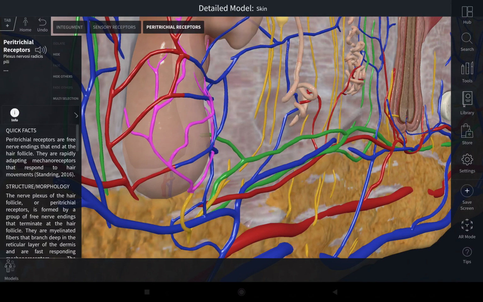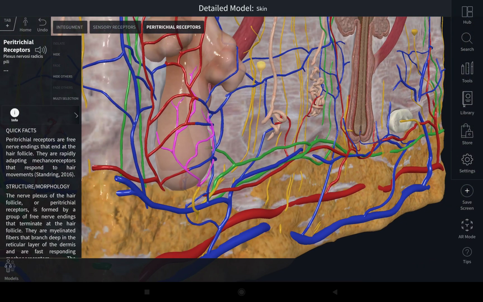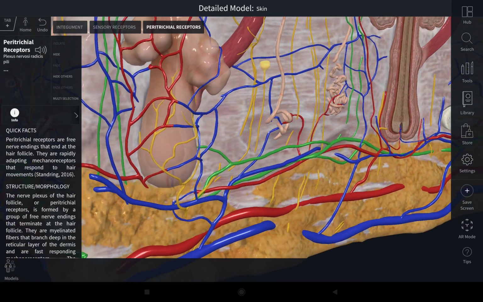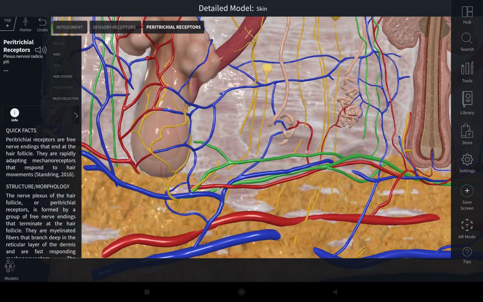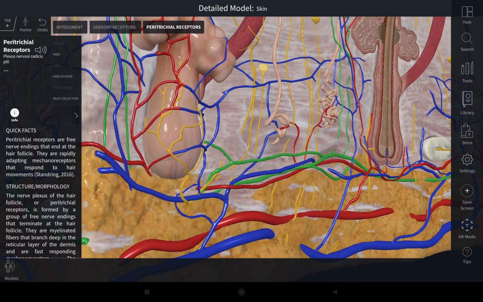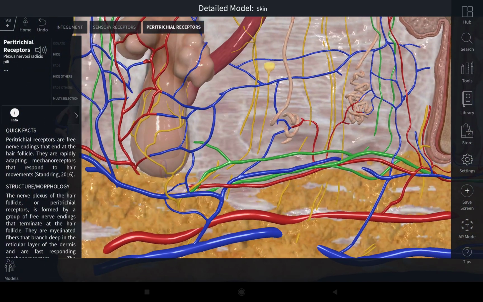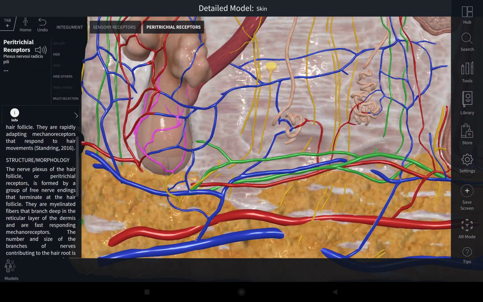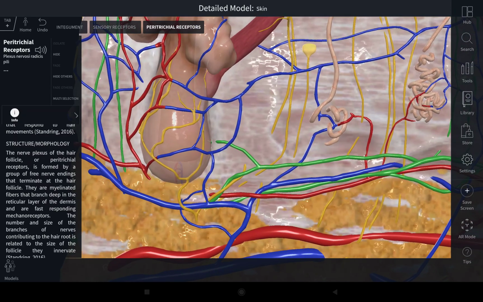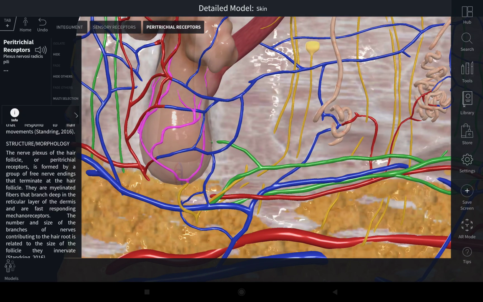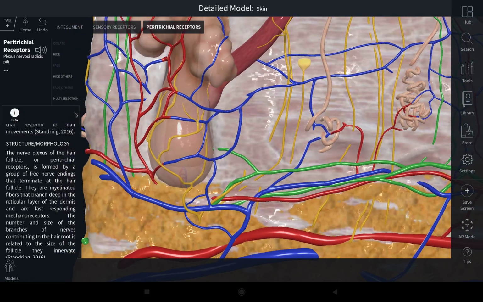These are the peritrichial receptors. Peritrichial receptors are free nerve endings that end at the hair follicle. They are rapidly adapting mechanoreceptors and respond to hair movements. The nerve plexus of the hair follicle, or peritrichial receptors, is formed by a group of free nerve endings that terminate at the hair follicle.